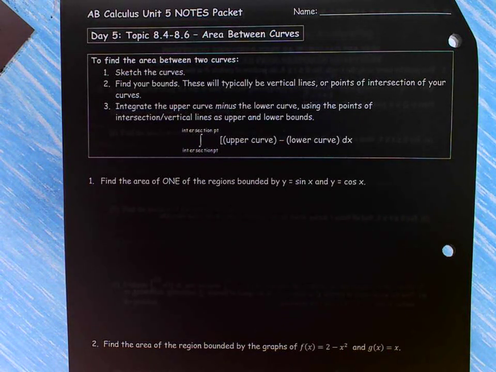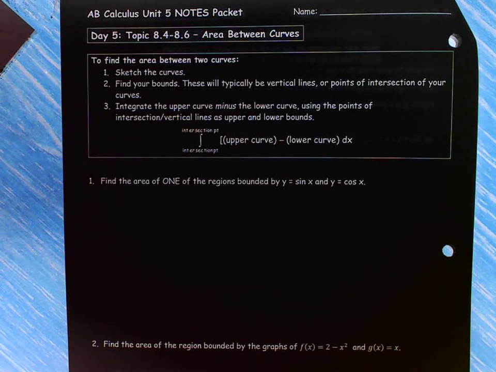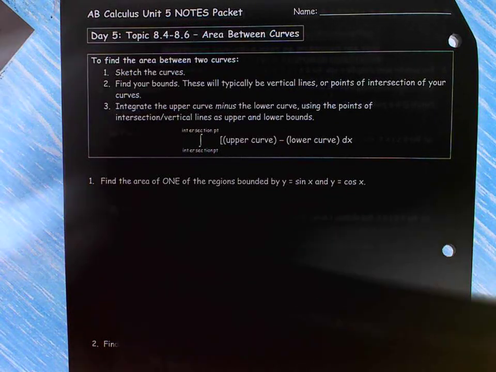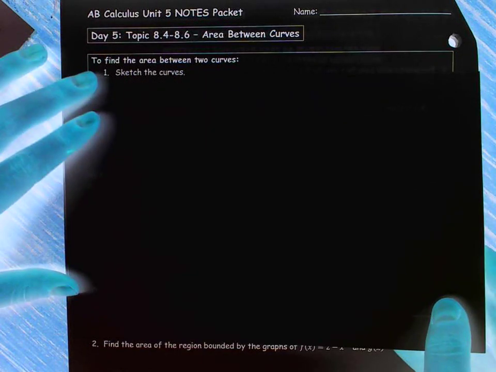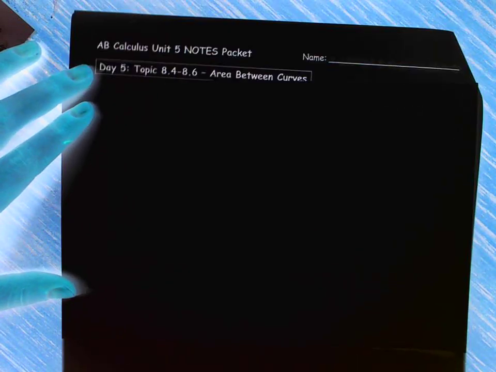So we're going to focus today on the area between curves. We've already focused on finding the area under a curve, finding the area between that and the x-axis. But now we're going to incorporate multiple curves, typically just two. So I'm actually going to start by just drawing a picture to help us prepare for what we're going to be doing today.